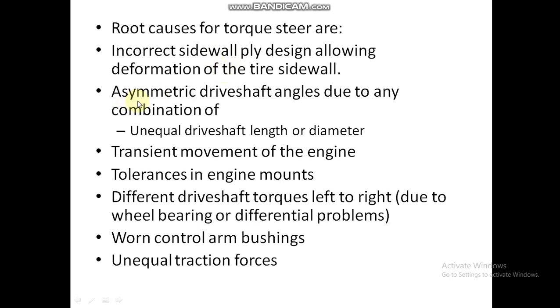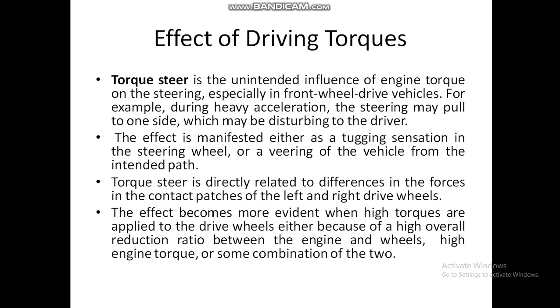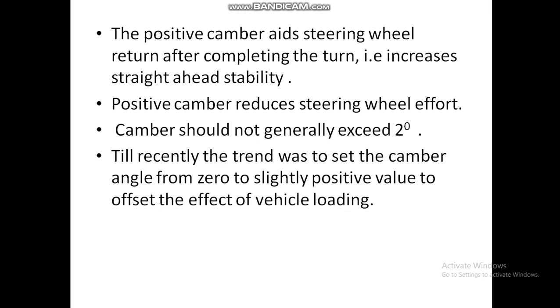Asymmetric drive shaft angles due to any combination of unequal drive shaft length or diameter. Transient movement of the engine. There are some sudden movements in the engine due to its improper mounting. We can say tolerances in the engine mount are the main cause. Different drive shaft torques left to right due to wheel bearing or differential problems, worn control arm bushings, unequal traction forces. So these are the root causes of torque steer, or we can say the effect of driving torques.